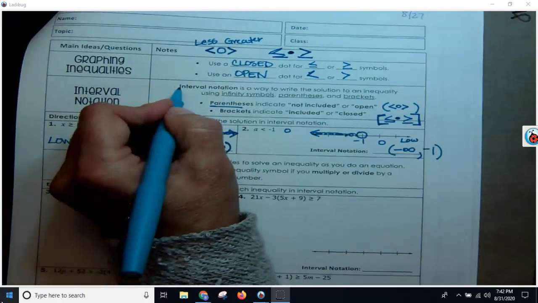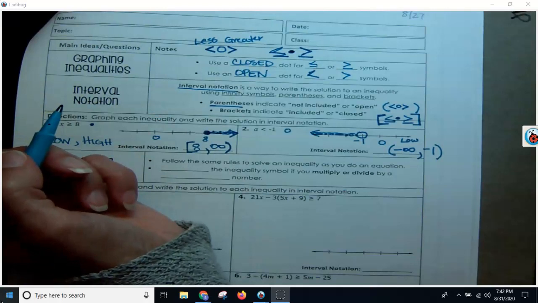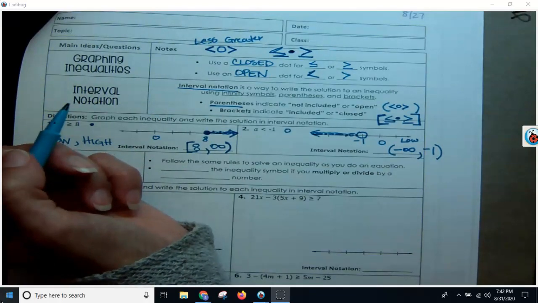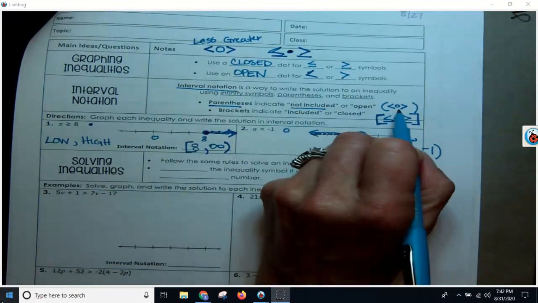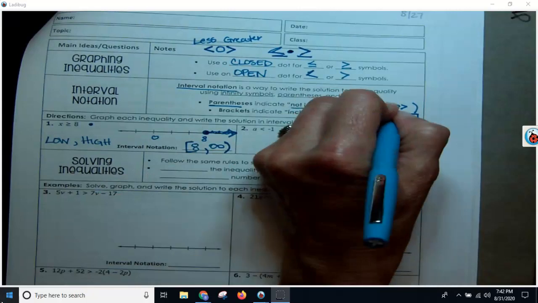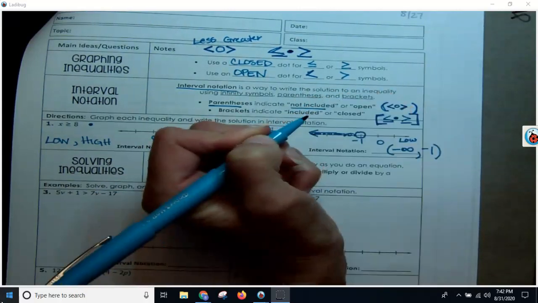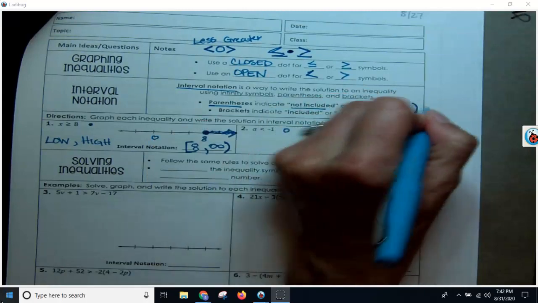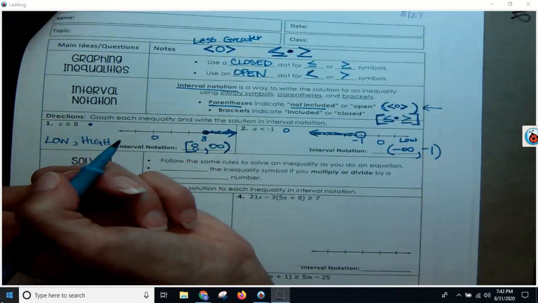We're also going to talk about this thing called interval notation, and it's a way to write a solution to an inequality when you're using your infinity sign, your parentheses, and brackets. All right, so your parentheses indicate not included or an open circle. So I've got parentheses here, these less than or greater than signs, and the open dot. These symbols all go with each other.